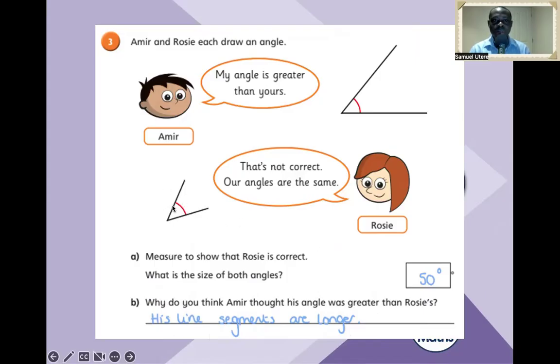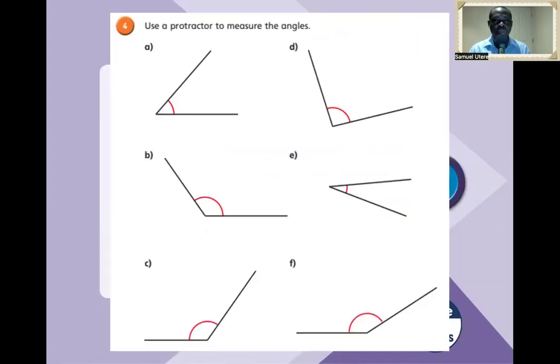Remember from our examples in the lesson, whenever we have angles that are shown where the line segments are short, we can actually extend them as long as we want to make sure we do our measurements correctly. Pause the video and answer question 4 in 3 minutes.